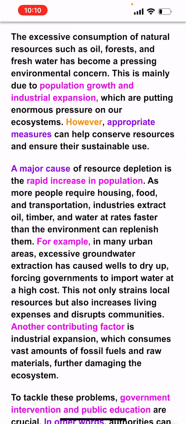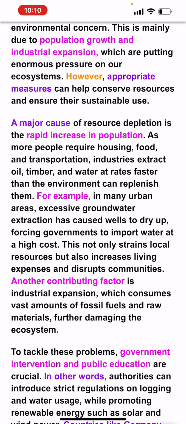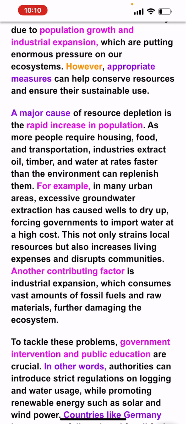So this was all about the first cause. So in the first cause there are four sentences. The first sentence is the main idea, and then the explanation, then the example, and then the result. So after that I'm going to give another cause by adding a connector, that is another contributing factor. So another contributing factor is industrial expansion.